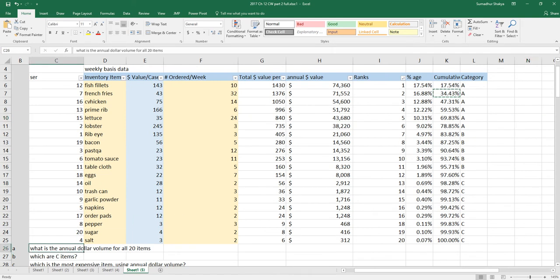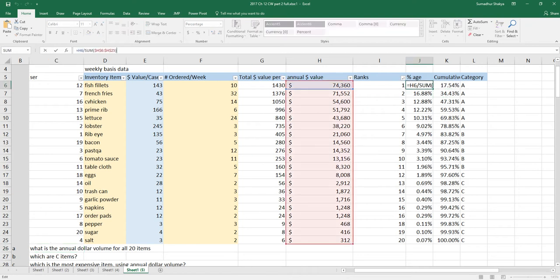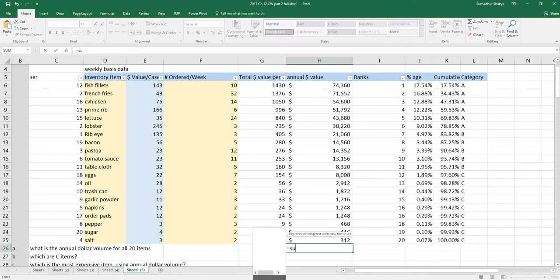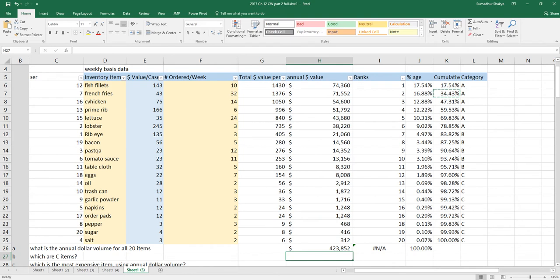dollar value for all 20 items? Since I calculate this in the denominator here, let's calculate for the part A equals to some, yeah, I don't need this. Excel trying to be smart. Okay, so this is the dollar value.